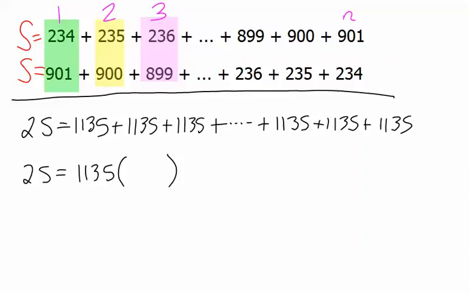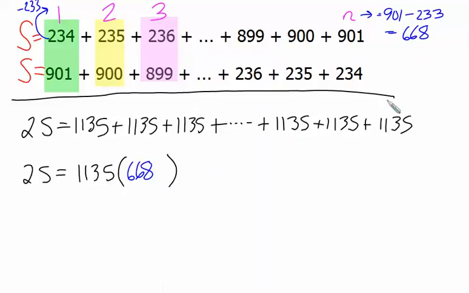Now, here's what I think is the easiest way to do this. To go from 234 to 1, we had to subtract 233. To go from 235 to 2, again, we could subtract 233. Same deal here, subtract 233. So this n is going to equal 901 minus 233. And when I take 901 minus 233, I get 668. So there are 668 of those numbers written on the board.